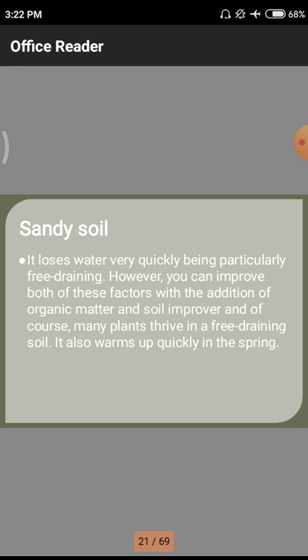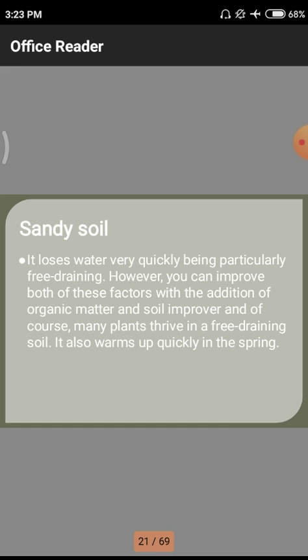First of all, we need to know that it loses water quickly, being particularly free draining. However, you can improve both of these factors with the addition of organic matter to the soil. Many plants thrive in a free-draining soil. It also warms up quickly in the spring seasons.